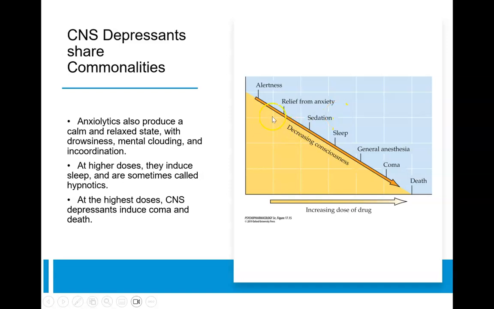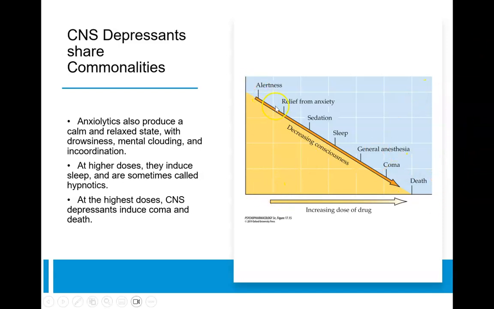Anxiolytics, initially, with increasing dose, are going to produce a calm and relaxed state, with potentially, at higher doses, drowsiness, mental clouding, and incoordination. And at higher doses, they may actually induce sleep, which is why some of these are referred to as hypnotics. That literally translates to sleep inducing. In fact, barbiturates are often used for purposes of general anesthesia because of those effects. But at the highest doses, all central nervous system depressants, whether benzodiazepines, barbiturates, or alcohol, will induce coma and death.